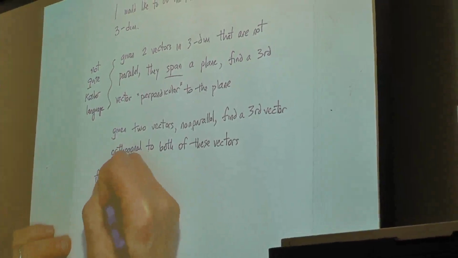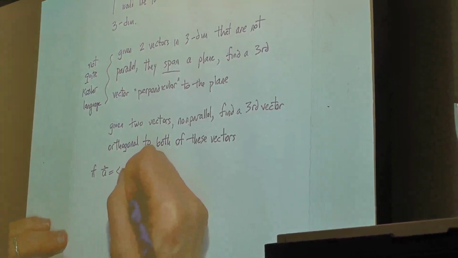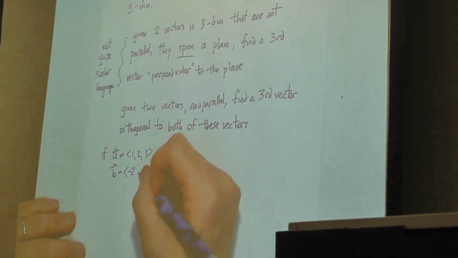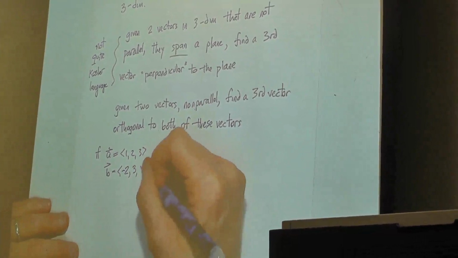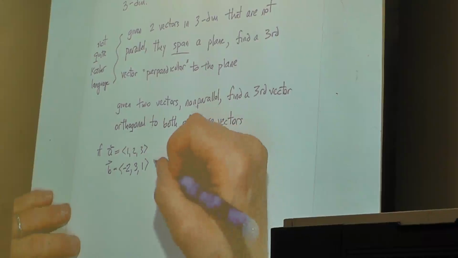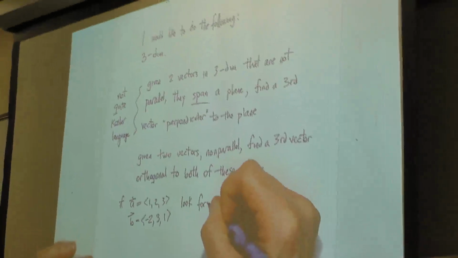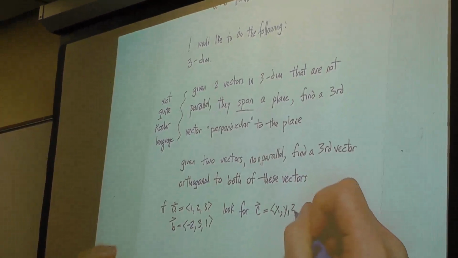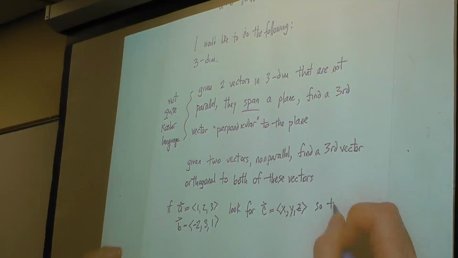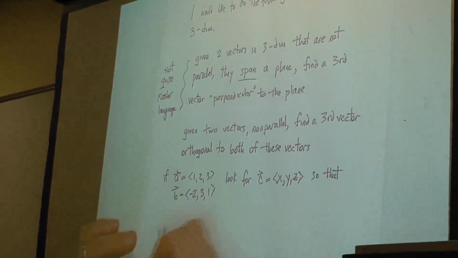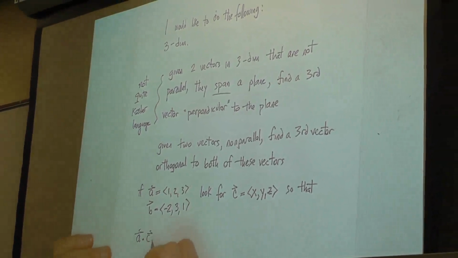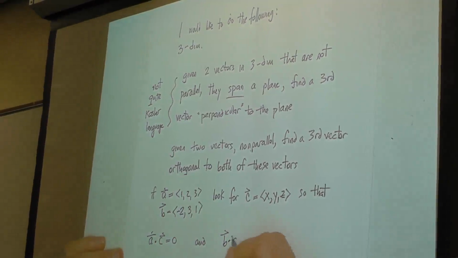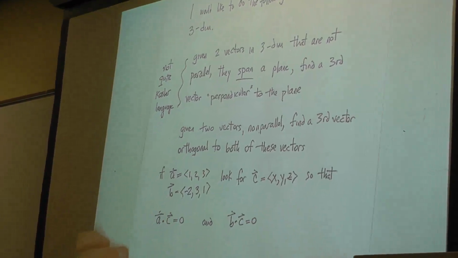If, for instance, A was 1, 2, 3, and B was -2, 3, 1, I would be looking for a third vector, C, which I can call x, y, z, so that A dot C is 0 and B dot C is 0. That's what I'm looking for.